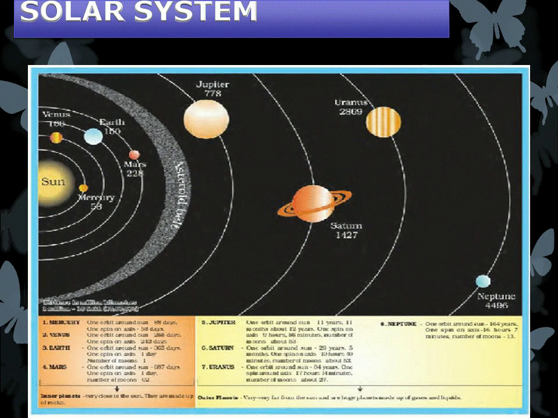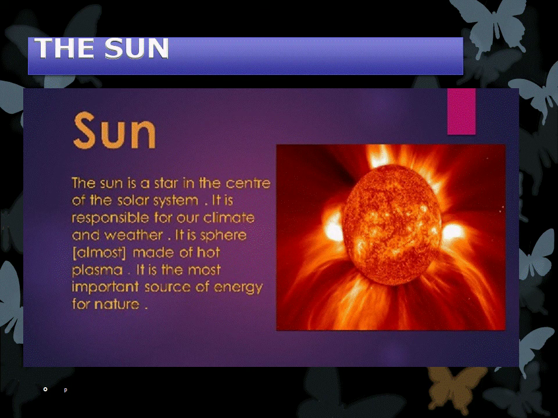Uranus. It takes 84 years to move around the sun and 17 hours 14 minutes to spin itself, and it has 27 moons. See the next one, Neptune. It takes 164 years to move around the sun, and for one spin it takes 16 hours and 7 minutes. It has 8 moons. See the next slide, children. The sun is in the center of the solar system, and it is made up of hot gases. The sun is about 150 million kilometers away from the earth. See the next slide, children.